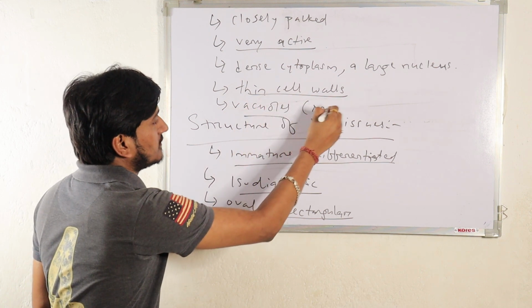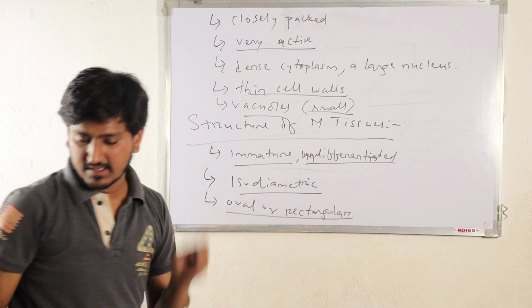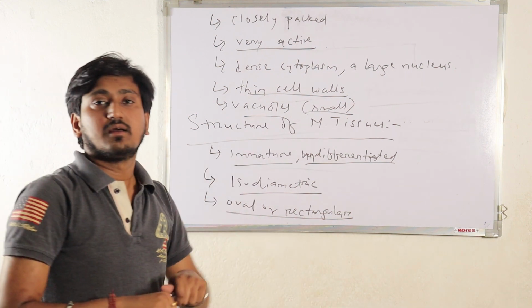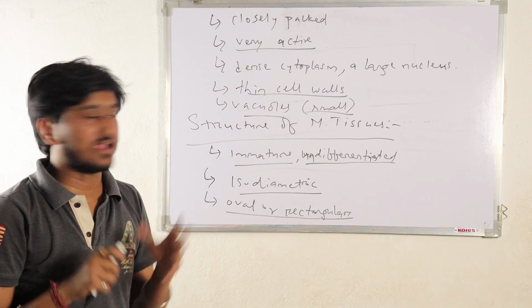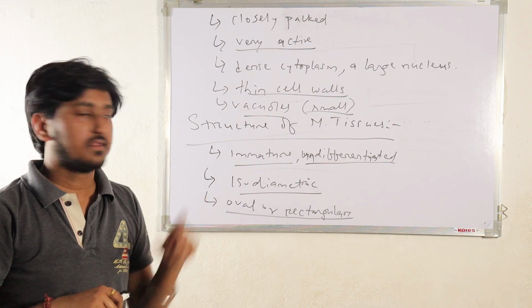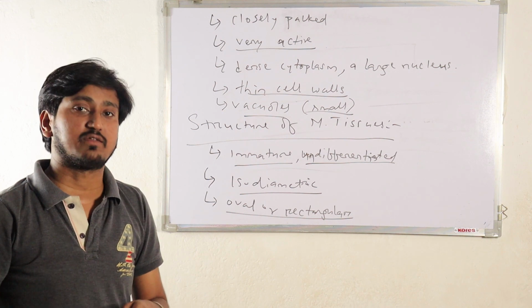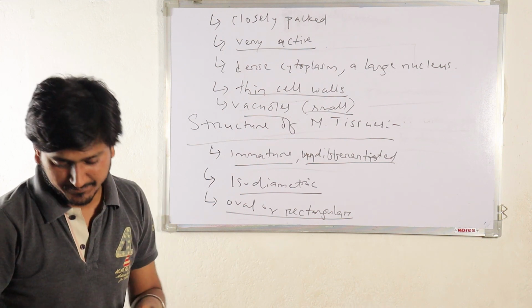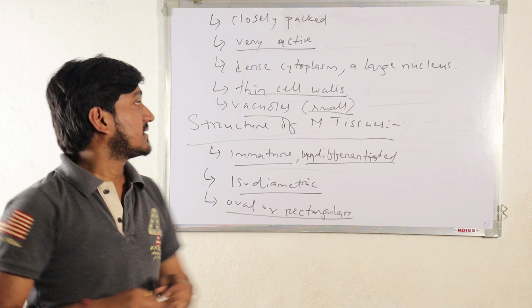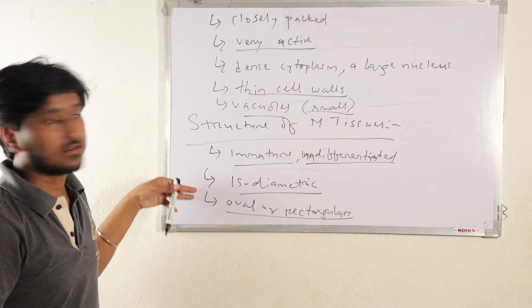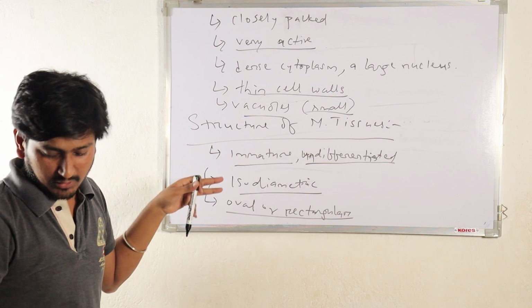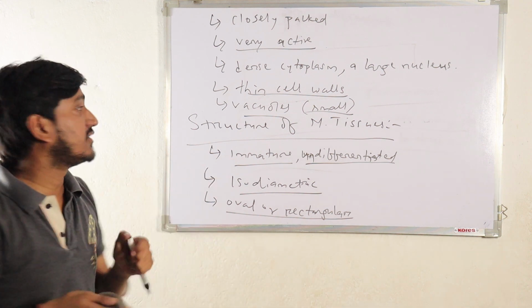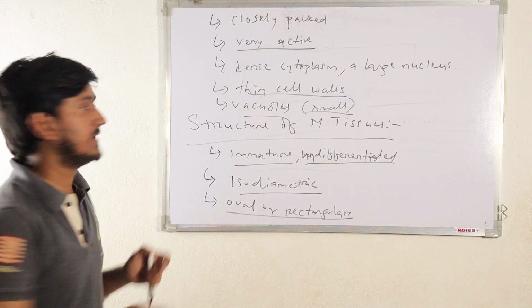Vacuoles may be small, very small vacuoles are seen here in this kind of cells, because you know the plant cells have a bigger or larger vacuole, but these are dividing cells, these are just now forming new cells, that's why the vacuoles will be smaller here. Okay, now the meristematic tissues, these are the various points that we can mention in the structure of meristematic tissue. Now let us move to the types, how the meristematic tissues are classified.